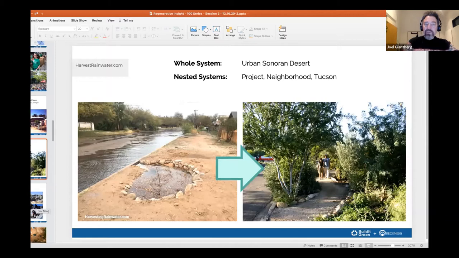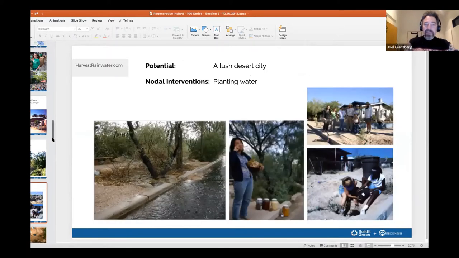And so we realized that the whole system we were working on was the urban Sonoran Desert, and that the nested system was this project within his neighborhood of Dunbar Springs. And it's striking, it used to be called Dunbar Springs because there was in fact a spring there. And that was nested within the whole of Tucson.